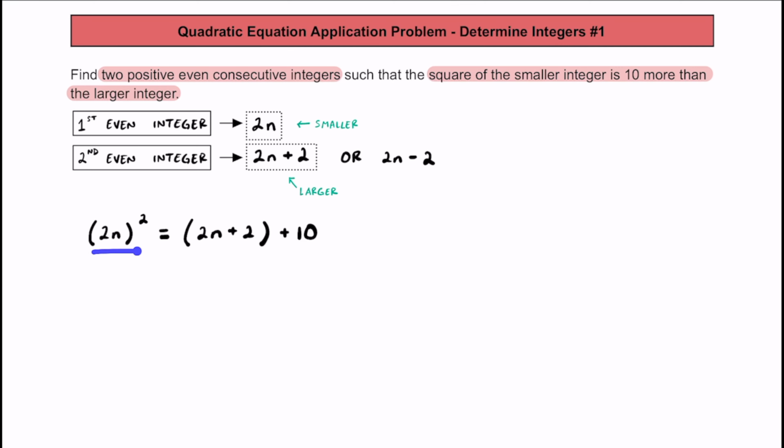On the left side, 2n squared is 2n times 2n. Be careful with that. 2 times 2 is 4, and n times n is n squared. On the right side, let's drop those parentheses because they're not necessary. They don't change anything if we get rid of them. So we have 2n plus 2 plus 10. Then we can combine like terms on the right side. We have those constants of 2 and 10, so 4n squared is equal to 2n plus 12.